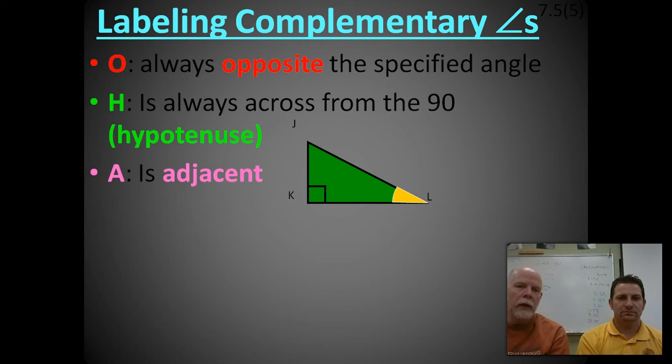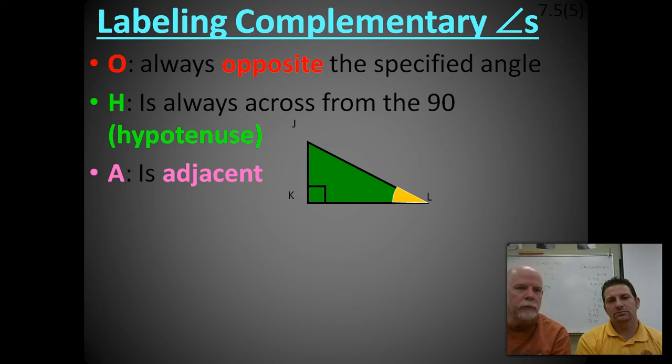If we're looking at that yellow angle down there, angle L, we want to know what side is opposite of that angle. As that angle opens up, as the yellow is showing there, it opens up to side JK. JK is the side that is opposite that angle. H is always the hypotenuse, always opposite the 90 degree angle. It's always the longest side of the triangle.